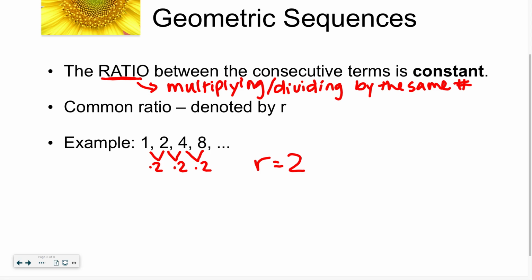Can you work with your pods really quickly and see if any pods can come up with a potential formula rule for 1, 2, 4, 8, something that might work for this geometric sequence if we're multiplying by 2 every time? See what you can come up with. You might not get the answer in the end, but let's just throw out some ideas.